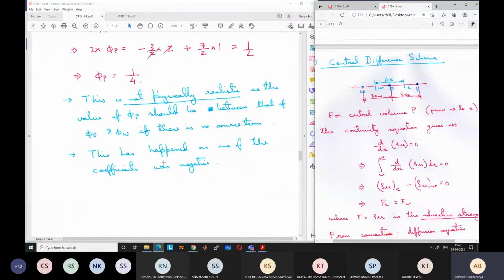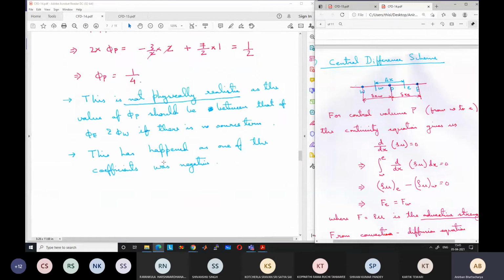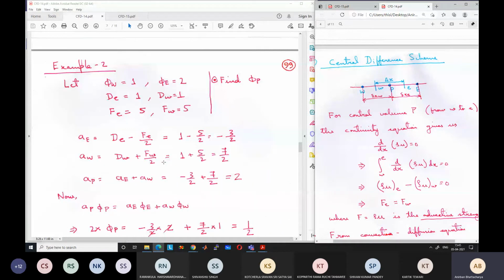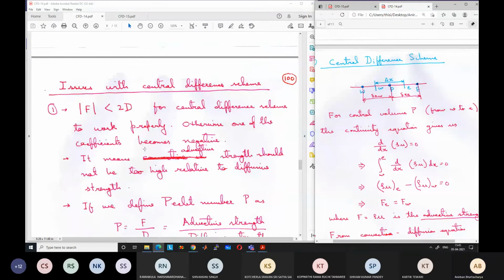Okay, this will occur when any of these coefficients, D_e minus F_e by 2 or D_w plus F_w by 2, becomes negative. This can become negative when the mod of the advective strength is greater than 2D. Then the problem will arise. So if the mod of F is less than 2D, then the central difference scheme will work properly.